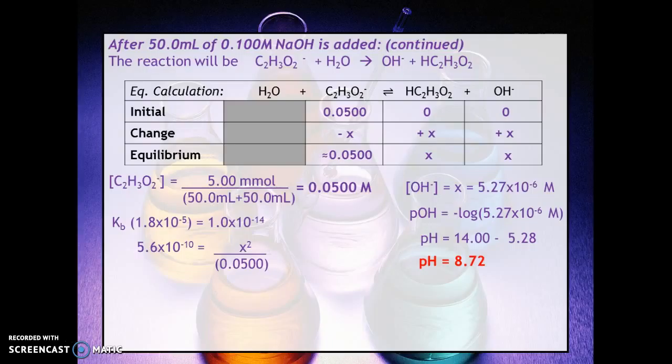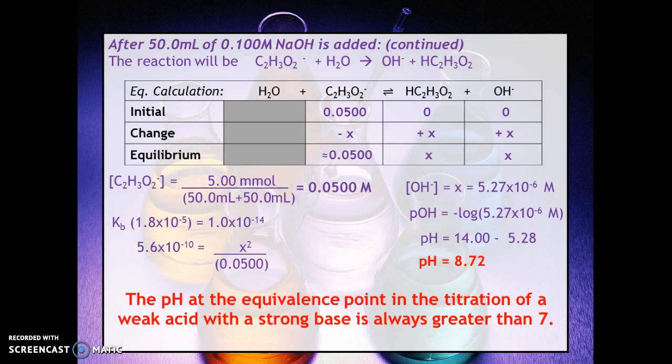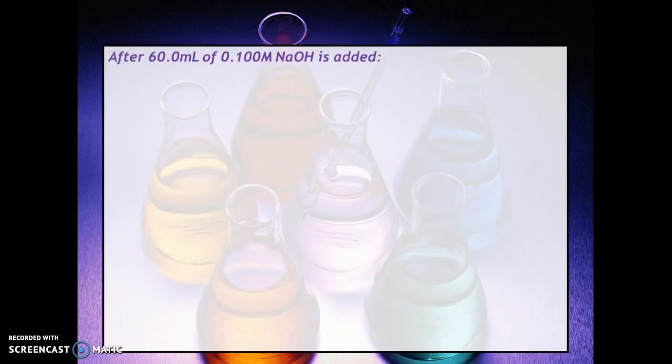Okay, so we got our pH. I just said this, it's always greater than 7. Now we have 3 pHs so far. Can't even keep track. We had our initial, we had our first milliliters, and now we had our 50 milliliters. We're getting there. Now we have 60 milliliters. So now we're going past our equivalence point.